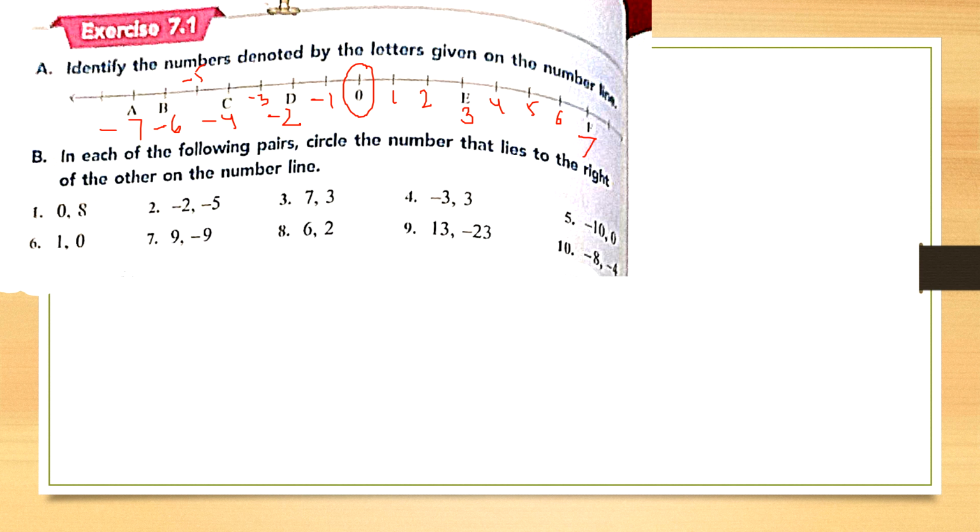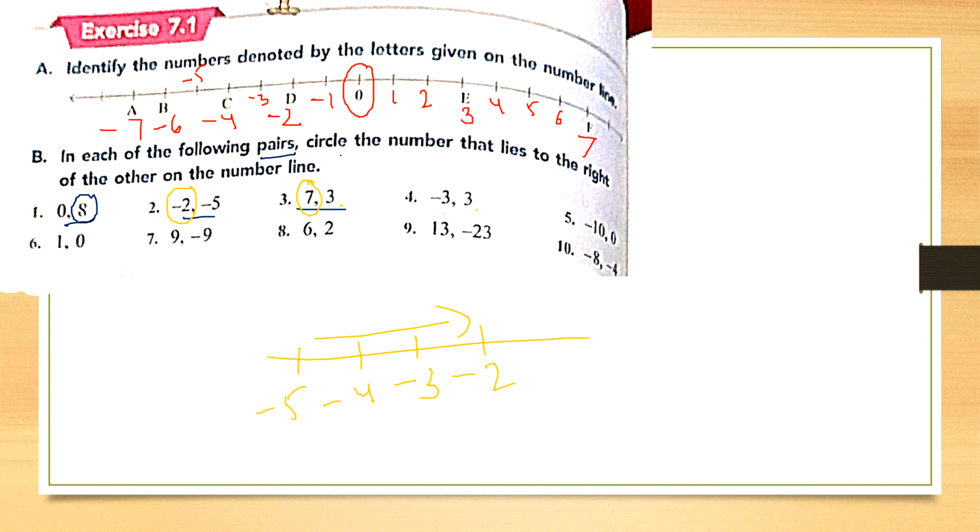And in the case of B, let's see how B will be done. In each of the following pairs, you see all of them have a pair kind of exercise. Circle the number that lies to the right of the other on the number line. In this case, 8 lies to the right of 0. Now in the case of minus 2 and minus 5, this is minus 2, minus 3, minus 4, minus 5. You see to the right we have minus 2. So minus 2. Similarly 7 and 3, both are positive numbers, so 7.